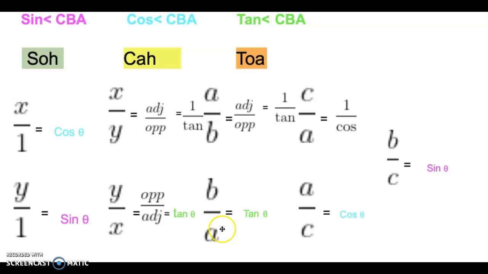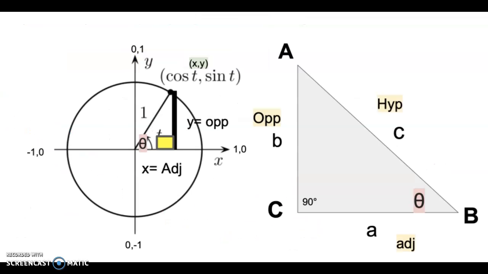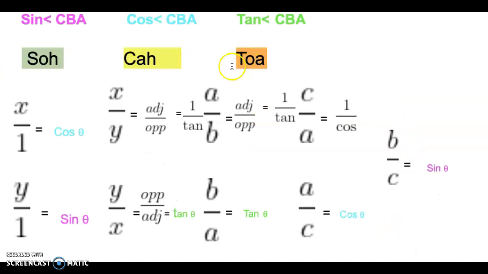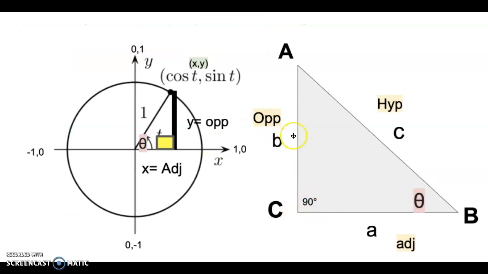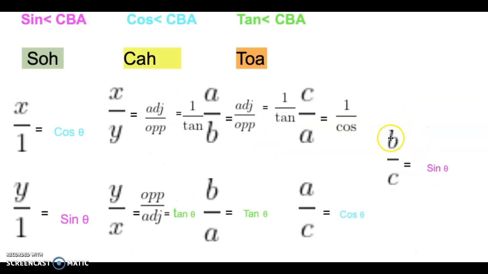Now, moving on to a over c. A over c is adjacent over hypotenuse, which correlates to cosine. So that is equivalent to cosine. And lastly, we have b over c. Opposite over hypotenuse, b over c. Opposite over hypotenuse is sine, so this is equivalent to sine.